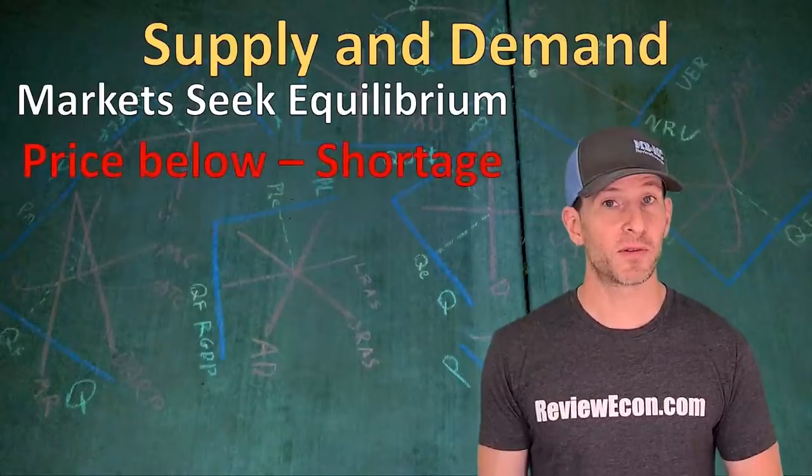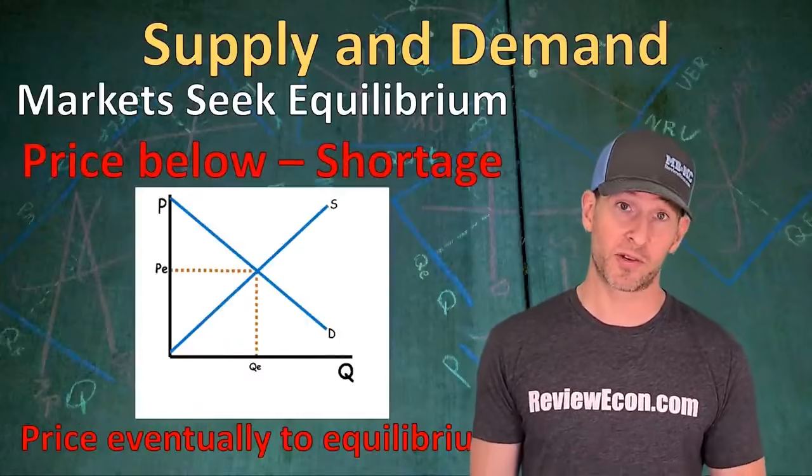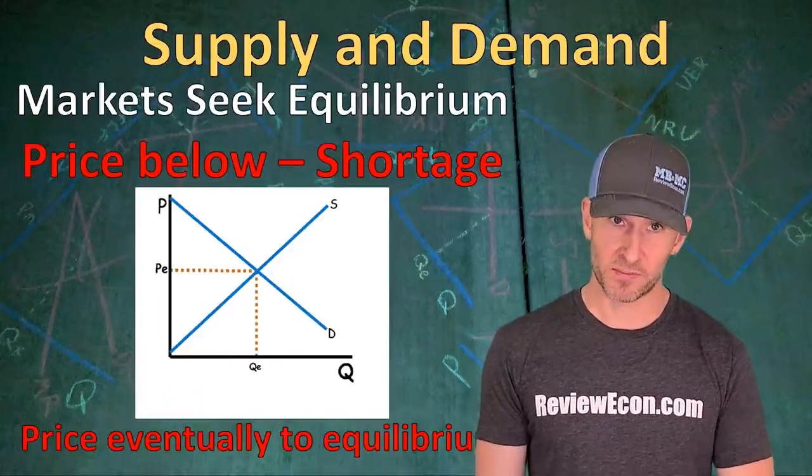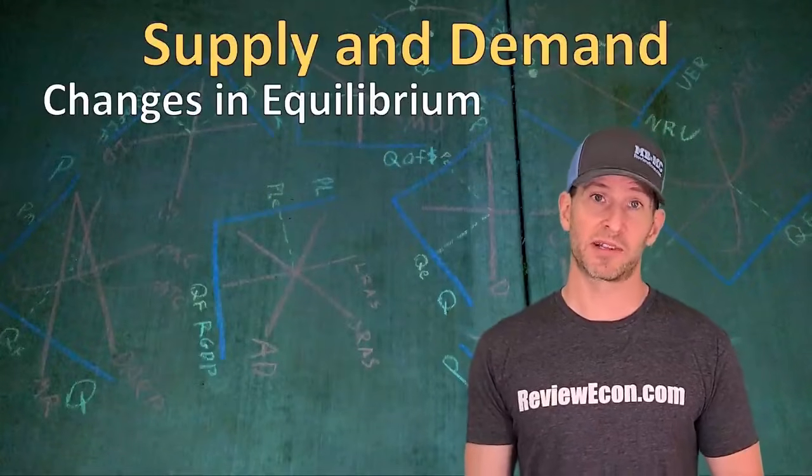When prices are below equilibrium, we will have a shortage, and prices will eventually rise because quantity demanded will be greater than quantity supplied, and that shortage will push the price up towards equilibrium. Now, equilibrium is the price and quantity we will typically get within a market.